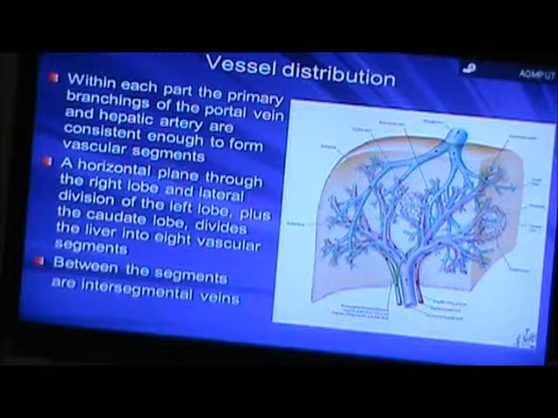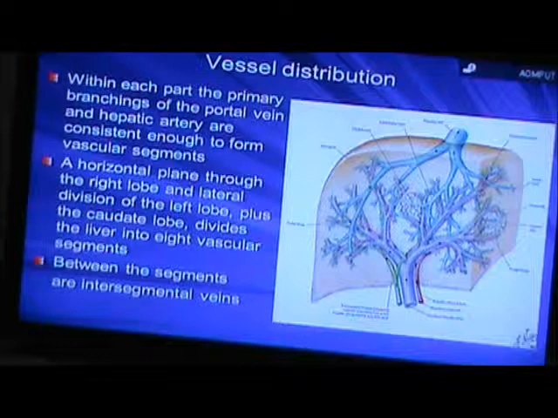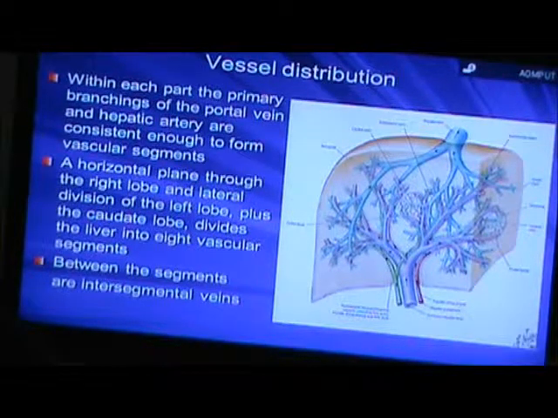Within each part, the primary branchings of the portal vein and hepatic artery are consistent enough to form the vascular segments. A horizontal plane through the right lobe and the lateral division of the left lobe, plus the caudate lobe, divides the liver into the 8 vascular segments, as I've told you. Between the segments are the intersegmental veins. Here are the sinusoids, the capillaries of the portal vein.